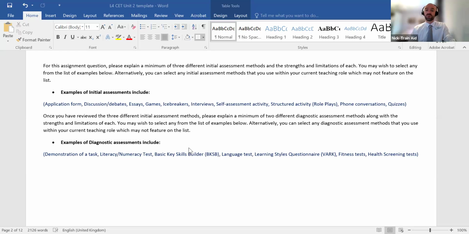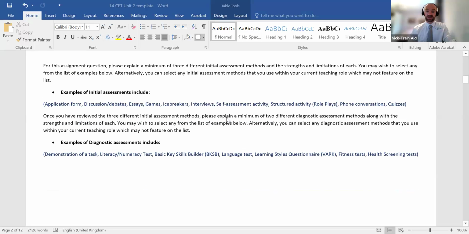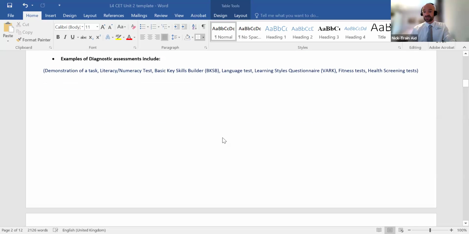So again, we would like for you not only to review and explain about three initial assessments, but also two diagnostic assessments as well. Okay, because the question is to analyse the role and use of initial and diagnostic assessment in agreeing individual learning goals. So we have to review the two different types here. Okay, so hopefully you've got some initial and diagnostic assessments in mind, any three initial and any two diagnostic tests.